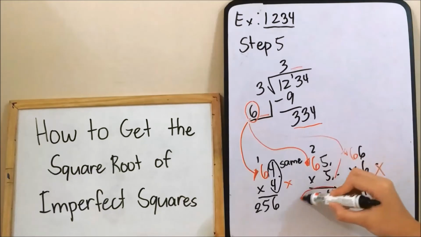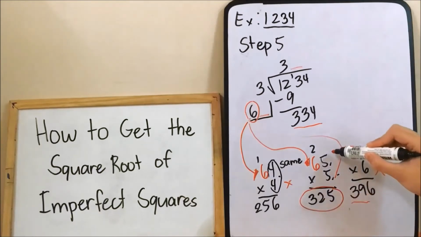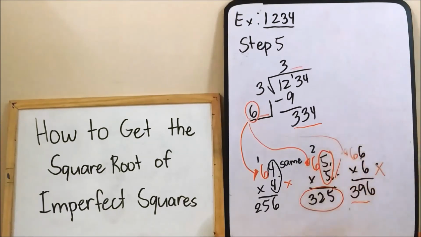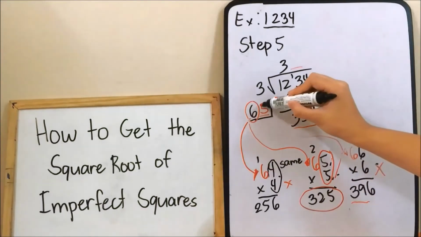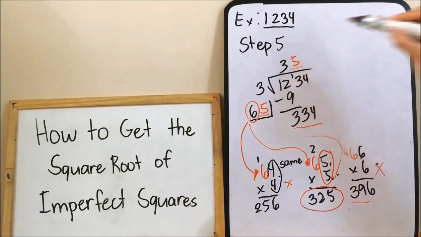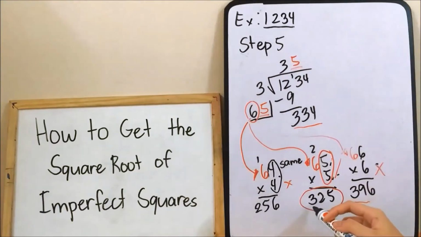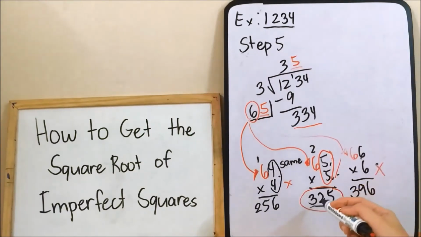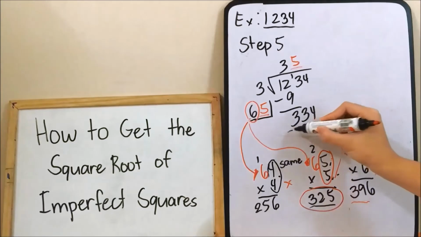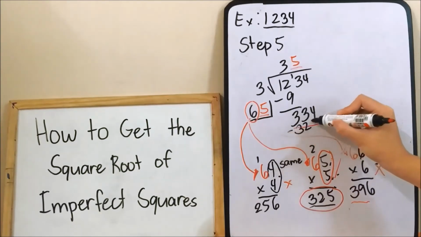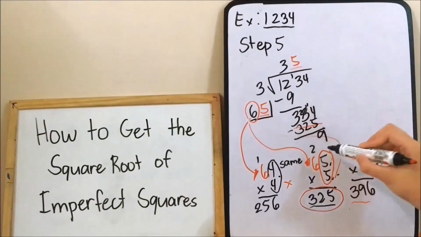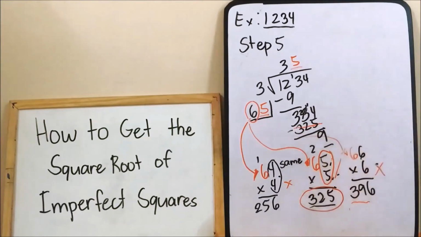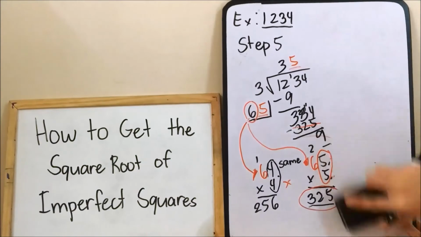So our highest possible product is 325, and our number is 5. So our missing number is 5. We'll be putting them here and here, and then subtract the highest possible product from the second pair. So minus 325. And we have a remainder of 9. So let's move on to our next step.